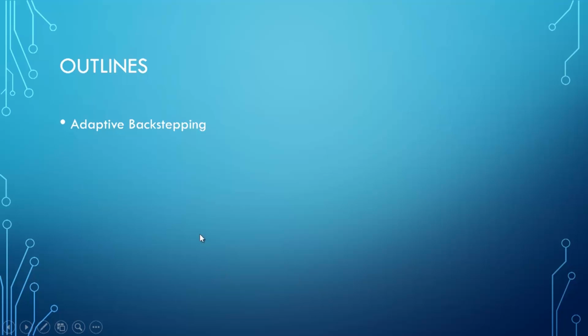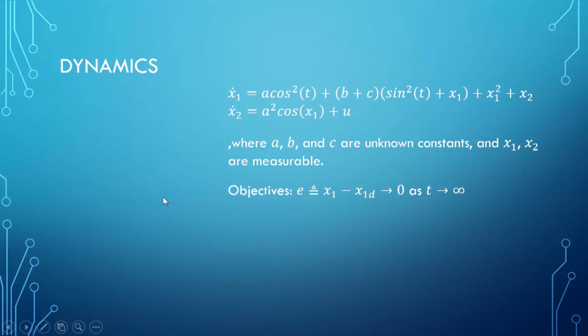Today, we want to discuss the adaptive backstepping approach. In other words, for example, in this dynamics, you have unknown coefficients A, B, and C. They are unknown constants, and x1, x2 are measurable states. The objective is tracking control: for x1 to converge to track x1d, which is a desired trajectory.